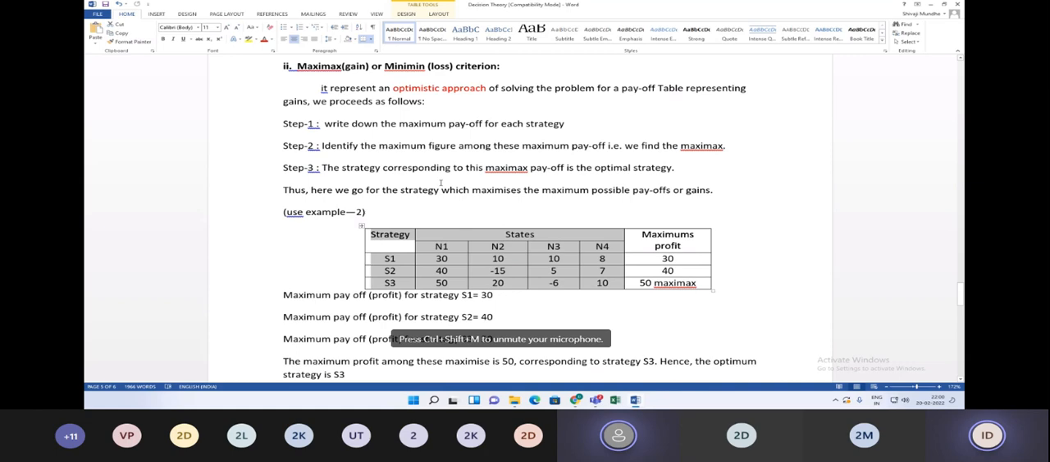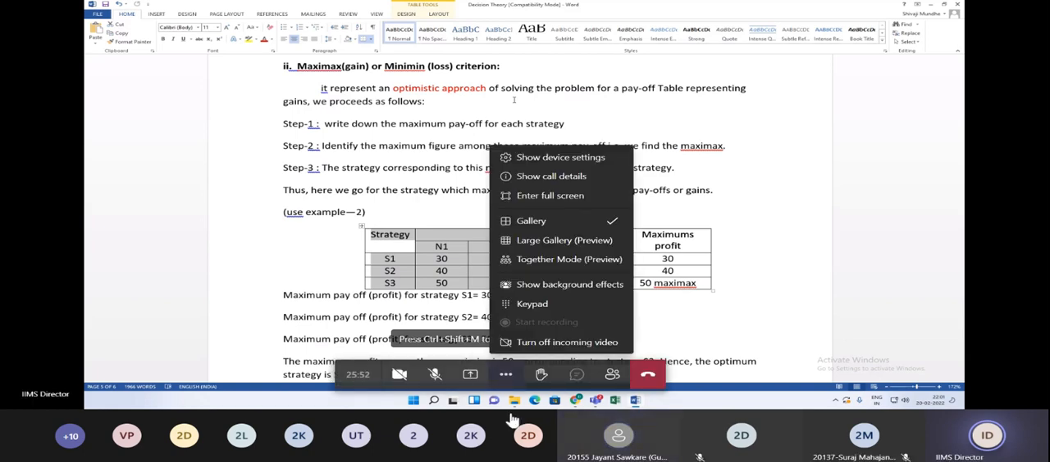First step is to find the maximum. Second step is, out of those maximums, again we have to find the maximum, max of max. Then select the particular strategy belonging to that maximum value. Okay, now see, we'll start working on this.